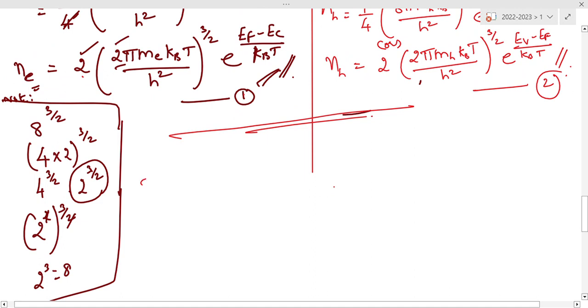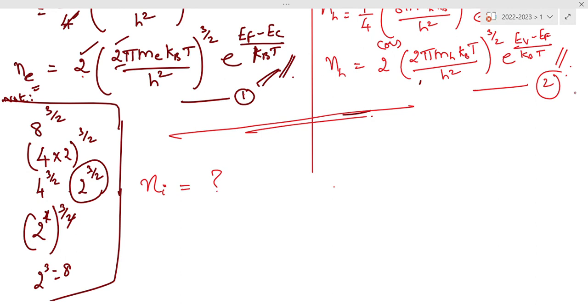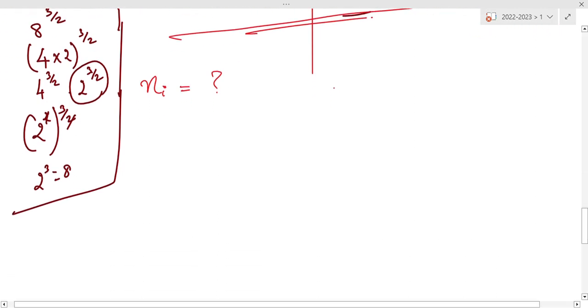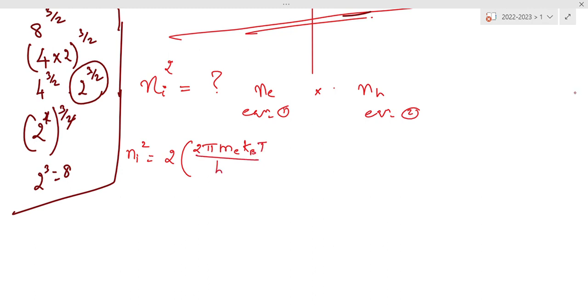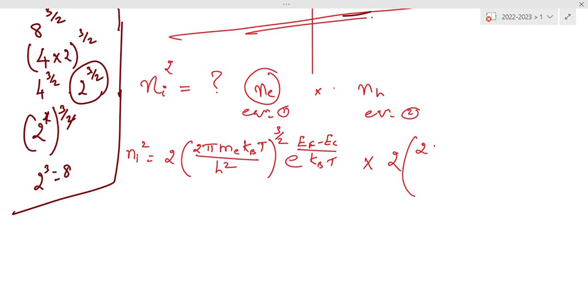Now the topic is about the intrinsic carrier concentration, the number of charge carriers in the intrinsic semiconductor per unit volume. The formula is ni square is equal to ne into nH. Therefore substituting expression 1 and expression 2 here, we get ni square is equal to 2 into (2 pi me kBT by h square) the whole power 3 by 2, e power (Ef minus Ec) by kBT for ne, and then into 2 into (2 pi mH kBT by h square) the whole power 3 by 2, e power (Ev minus Ef) by kBT for nH.